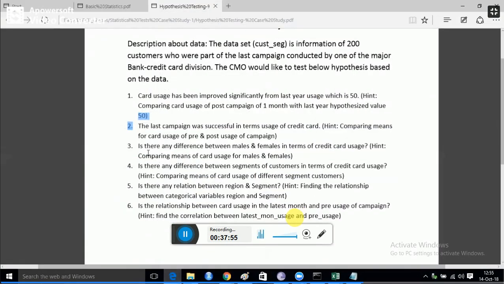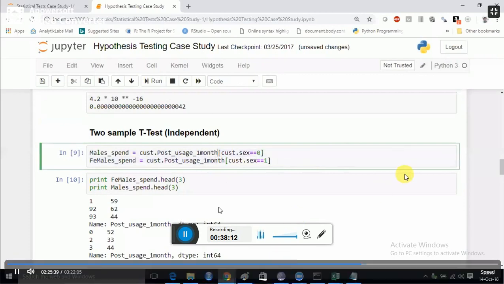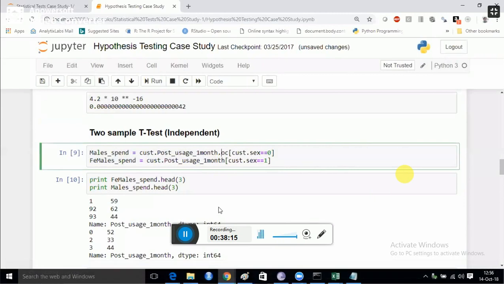Is there any difference between males and females in terms of credit card usage? Let's see. So I'm just taking male spend and female spend. So you know this basic subsetting, right? Just to give you a perspective, dot loc. Yes, I hope it's clear now. So I'm just taking male spend and female spend.